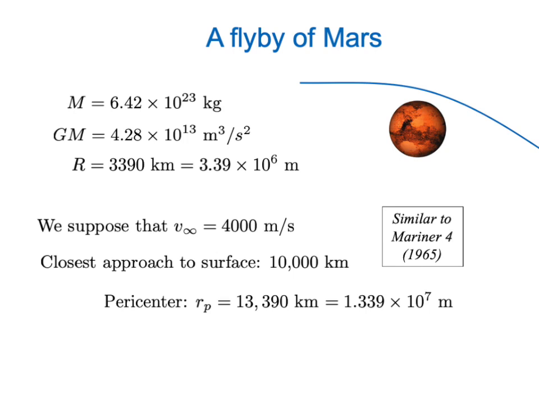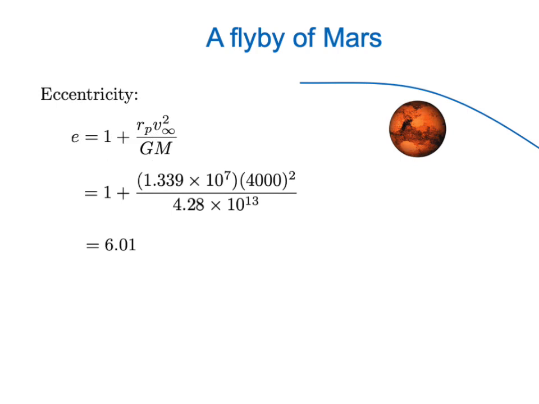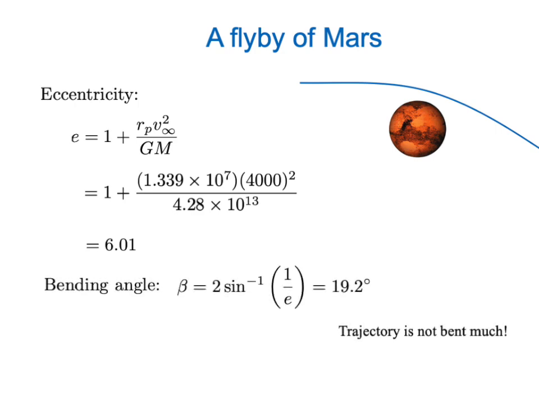Okay, so what is the eccentricity of the hyperbolic path of Mariner 4 past Mars? Well, we can calculate that quite simply. We can just use our expression that involves the asymptotic speed. We can put in the values, making sure that we're using meters, kilograms, and seconds for our units, and we get that the eccentricity is 6.01, a very, very flat hyperbola indeed. Well, what does that mean? That means that the bending angle, the amount by which Mariner 4's trajectory was bent by the planet Mars, is only about 19.2 degrees. It's not bent very much.